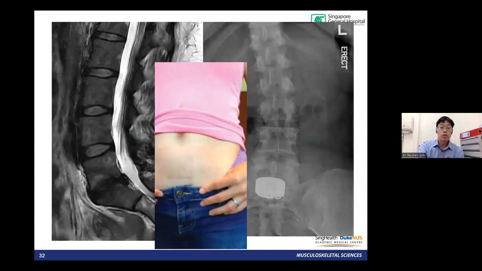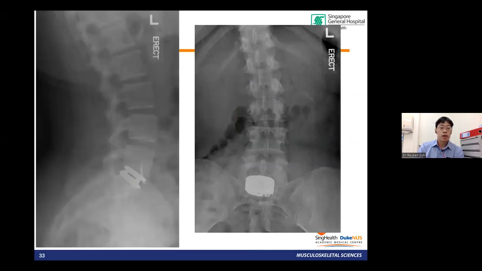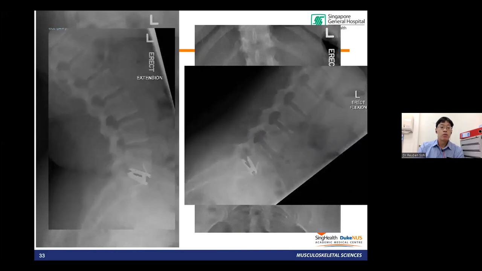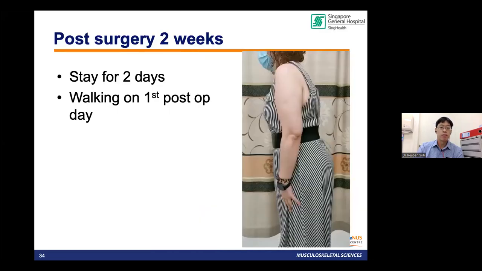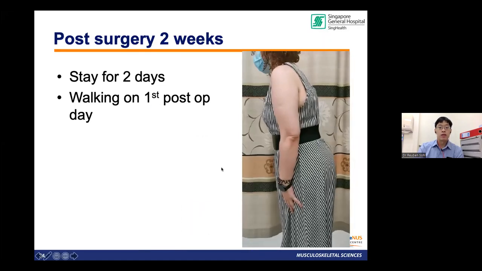You can see here the post-op image, where there's a very small, minimally invasive scar in the patient's tummy. And you can see here how the implant works, where by bending forward and bending backwards, it is moving very nicely to replicate the natural motion of the spine. So this is how my patient looks at about 2 weeks. You can see how she is moving.